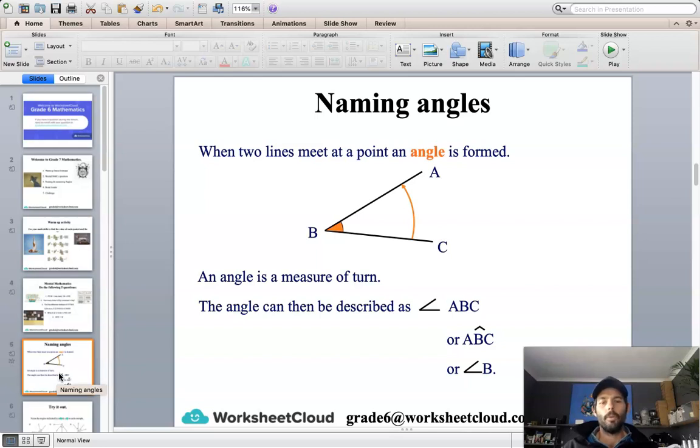We get on to the main part of today's work, and that is naming angles. You're going to have to be careful here because different teachers like angles to be named differently. I've put the 3 different ways that you can name angles. You can either use this little sign here, which is the abbreviation sign for angle.